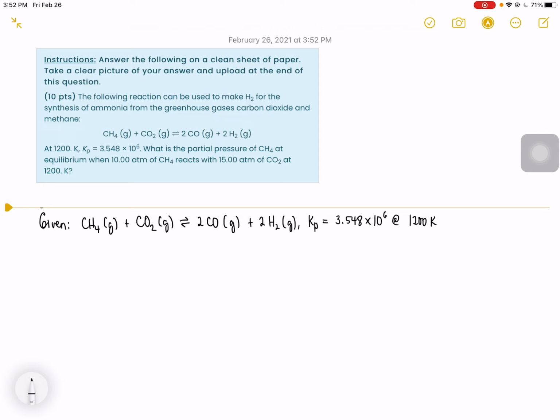We also know initially we have 10 atmospheres of methane gas loaded into our reaction vessel, along with 15 atmospheres of carbon dioxide. So with all of this given information, we are now tasked to compute the pressure of methane remaining at equilibrium.